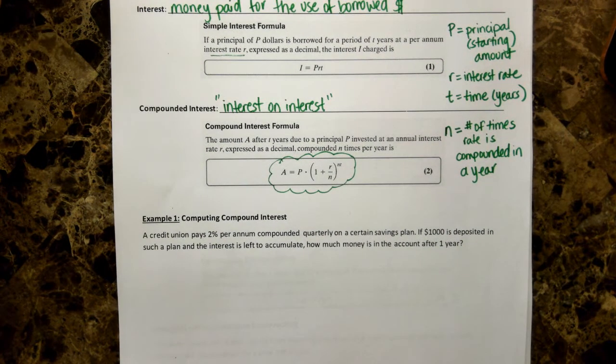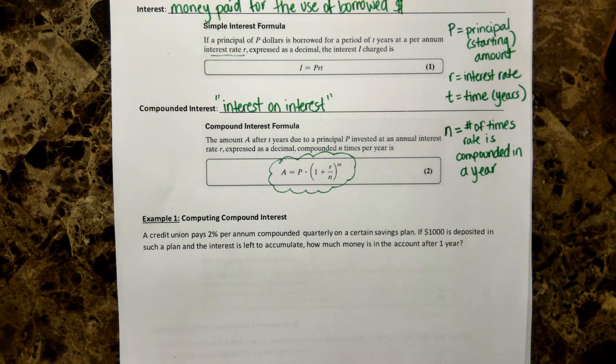All right, example number 1. Let's just do a basic example on how to compute compound interest. So let's say that a credit union is going to pay 2% per annum, that just means 2% a year, compounded quarterly on a certain savings plan. If $1,000 is deposited in such a plan and the interest is left to accumulate, how much money is in the account after 1 year?